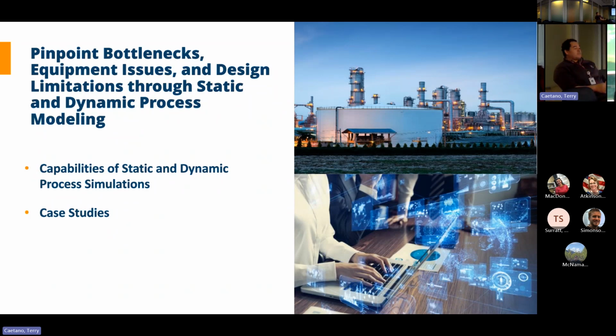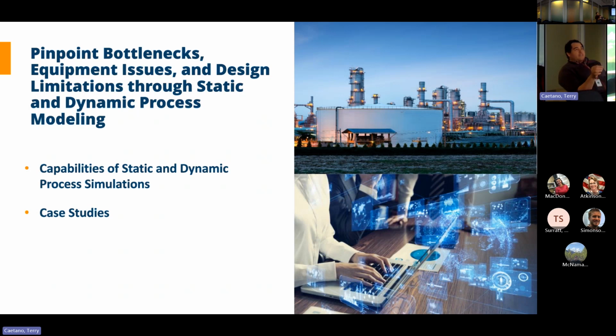And today I'm going to talk about some of our process team's capabilities and one of the key, critical tools that we use in solving more complex problems. So when it comes to pinpointing bottlenecks and assessing equipment issues and design limitations, one of the critical tools we have to do that is dynamic and static process modeling. And it really has become, when it gets to the more complex problems, one of the go-to methods to help us solve some of those complex problems and answer questions about them.